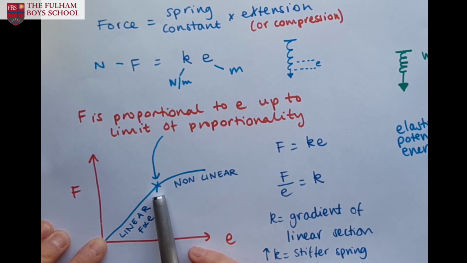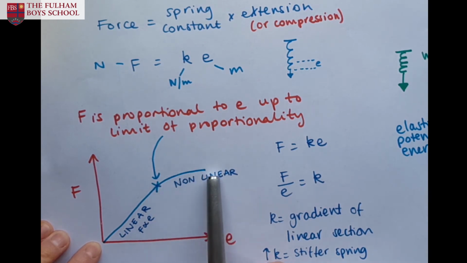The point at which it curves is the limit of proportionality, and you need to be able to point that bit out and say what it means. That means force is no longer proportional to extension. Your spring has been deformed. It's not going to go back to its original shape.